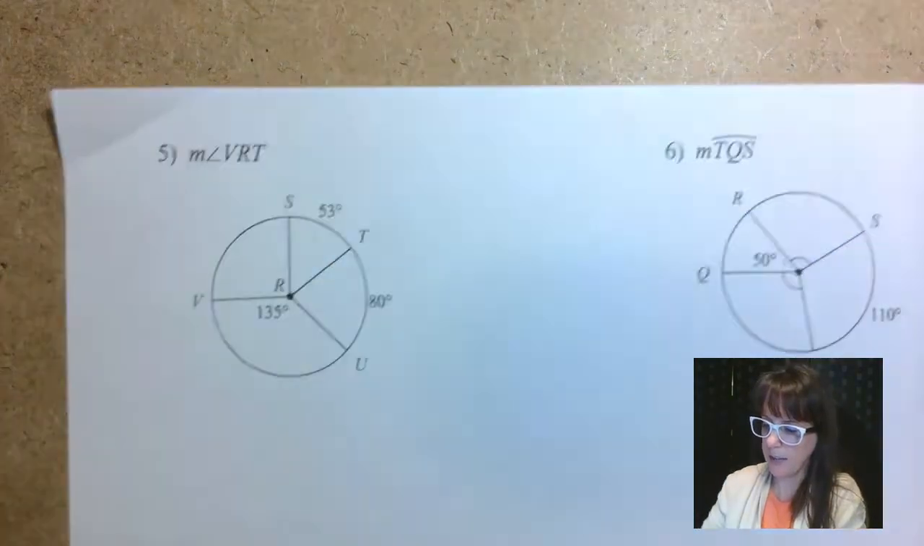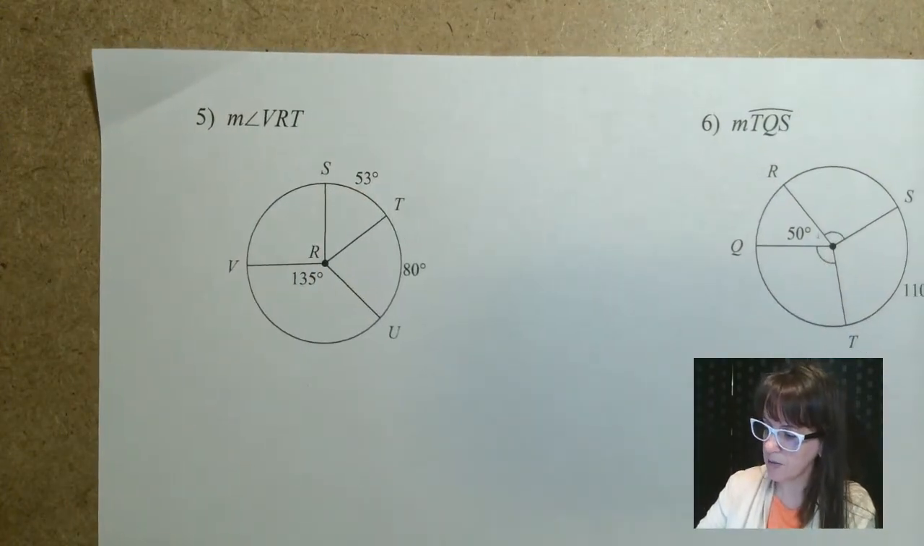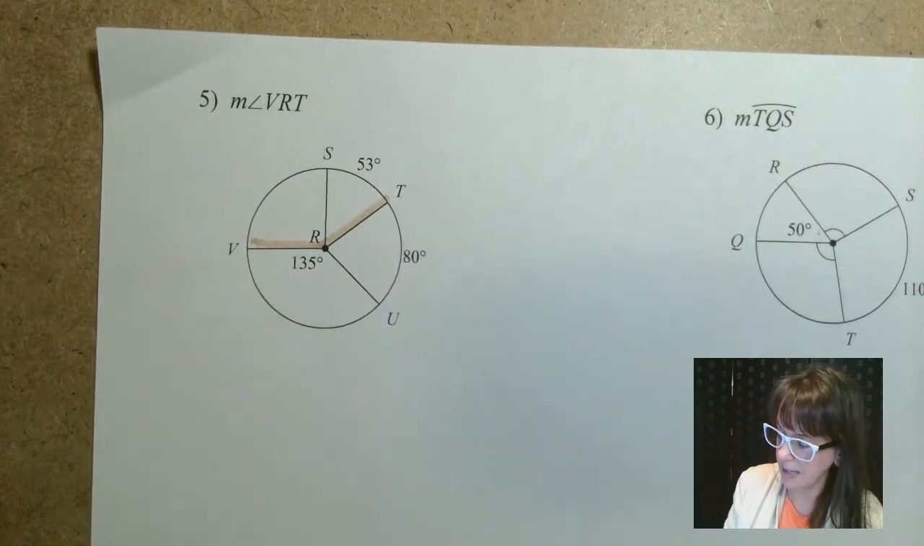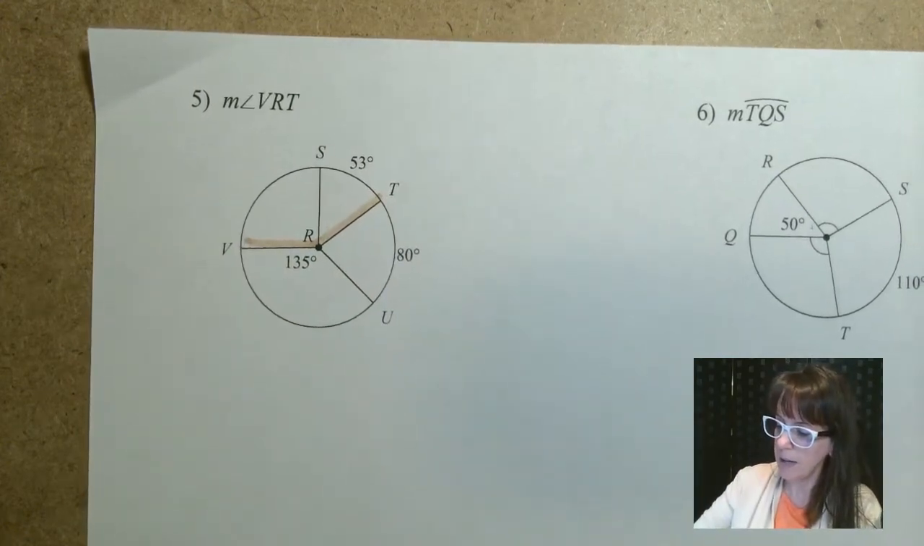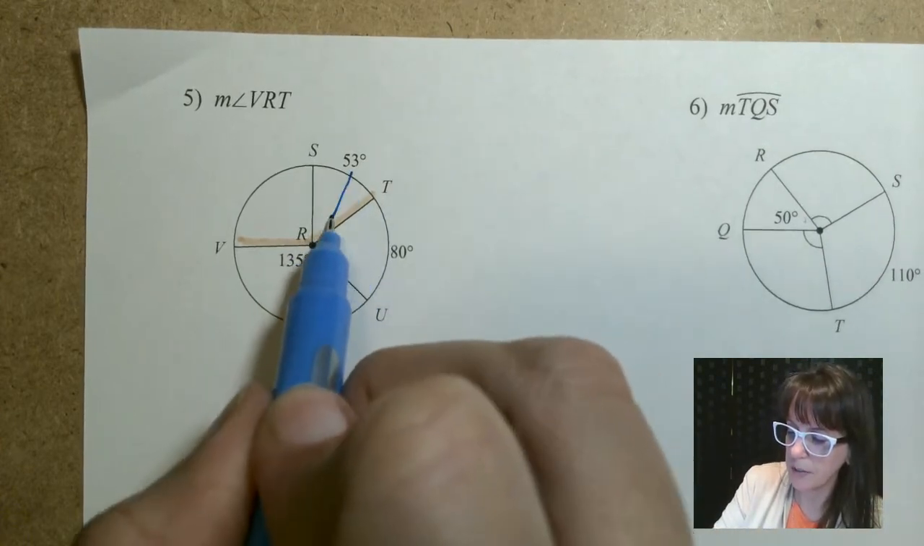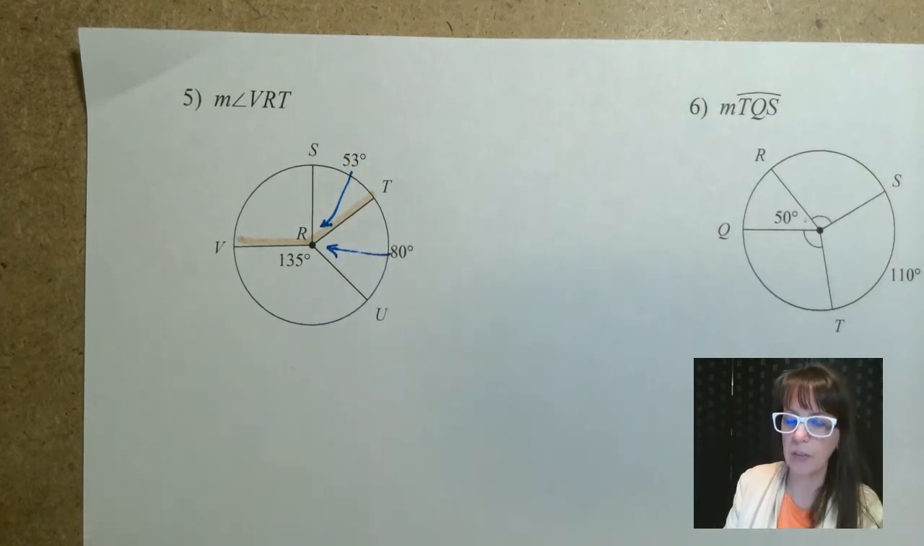So let's look at this guy right here. Find the measure of angle VRT. Okay, so from VRT, like that. All right, well, we know that because this is 53 degrees here, this is also 53 right in there. This is also 80, and this is 135.